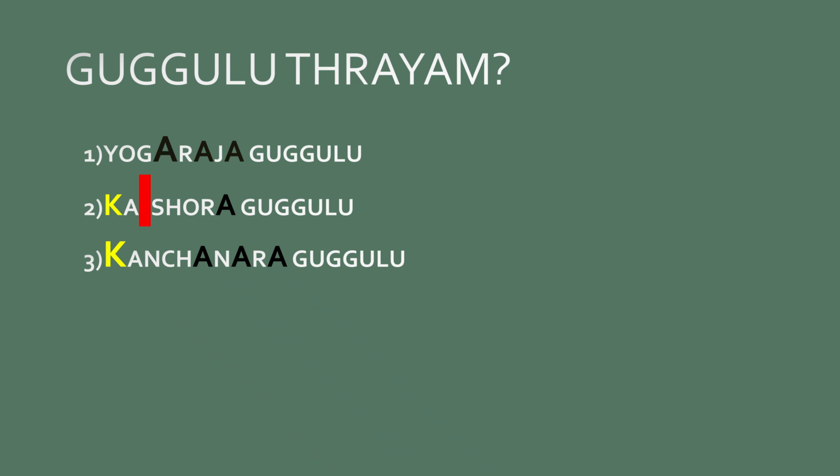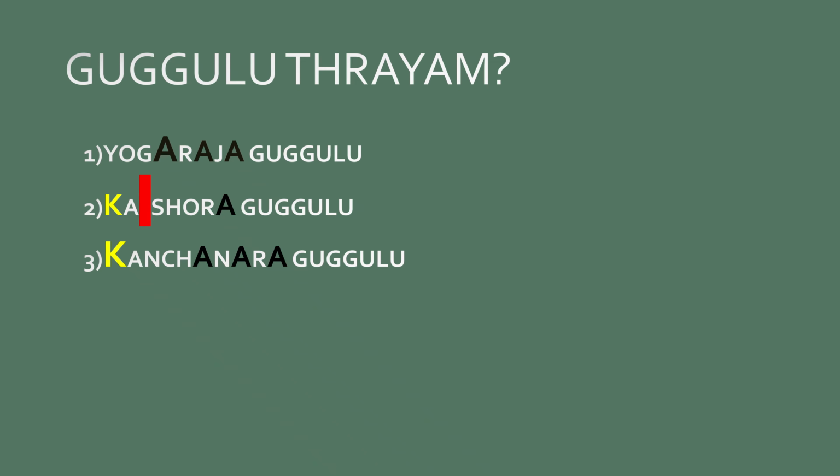Next is Kanchanara Guggulu. You can see K is highlighted here. So Kanchanara Guggulu is mainly indicated for Kapha dosha predominance. And you can also see A, so it can be indicated for diseases where Vata is associated. Sometimes for diseases with Pitta association also we can indicate Kanchanara Guggulu by altering the Anupanas.